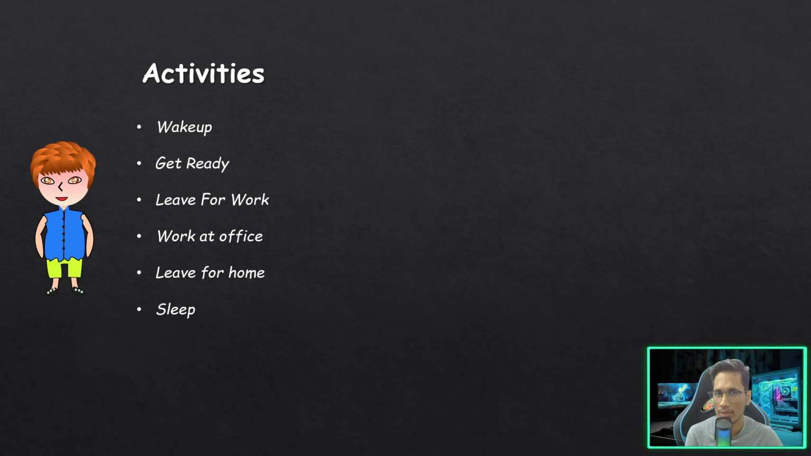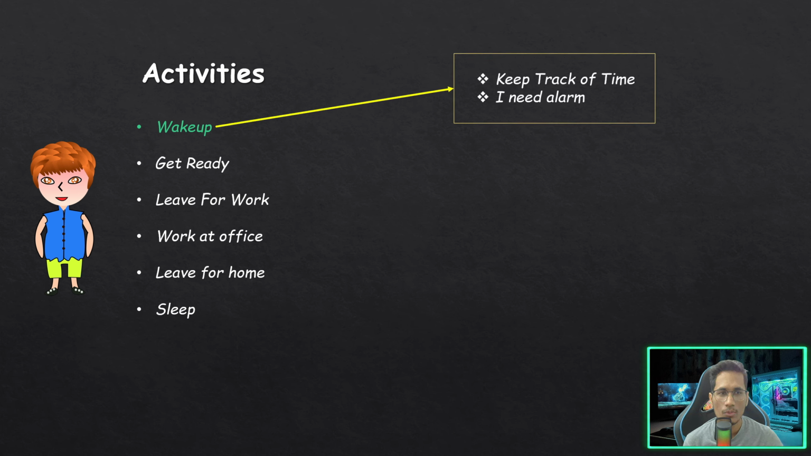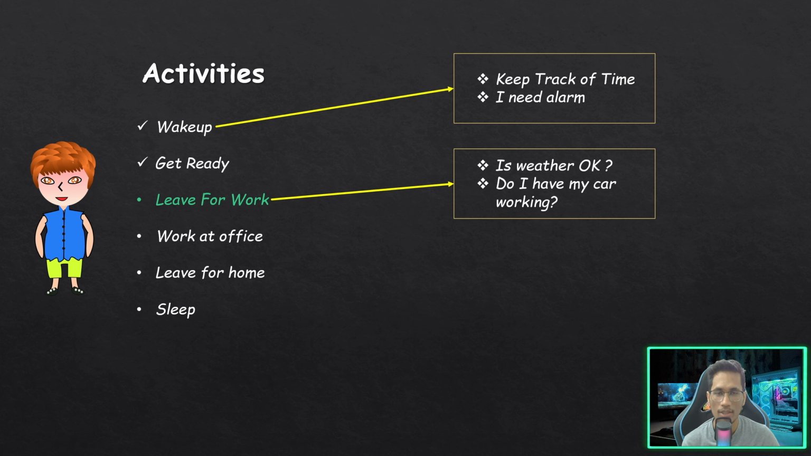Now let's see how this is working out. If we focus on each activity, let's start from wake up. To wake up, Alex needs to keep track of time. He might also need an alarm which rings at 5 a.m. let's say or 8 a.m. and he wakes up. Once he wakes up, he will get ready. Then he will leave for his work. But before leaving for his work, he needs to check if the weather is okay. Can he take his car? Is it working? If everything is good, then he will leave for his work.